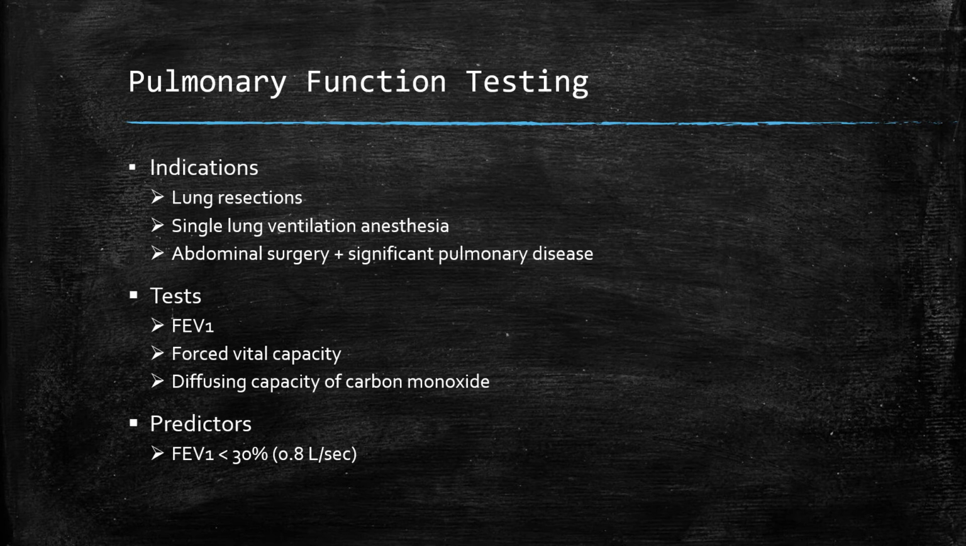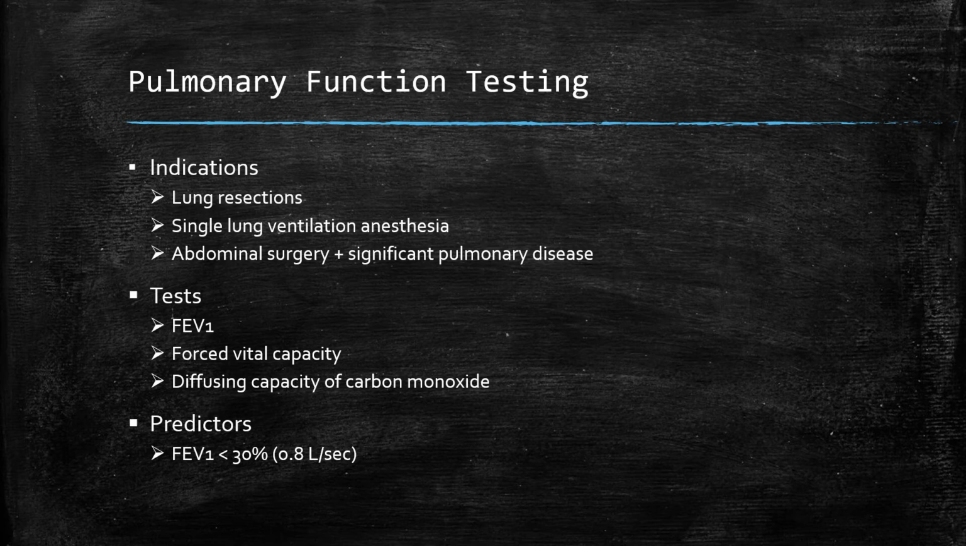Although there are a myriad of pulmonary function tests available, the ones most commonly used as part of a preoperative assessment include the FEV1, the forced vital capacity, and the diffusing capacity of carbon monoxide. Of these three, the FEV1 is the best predictor.